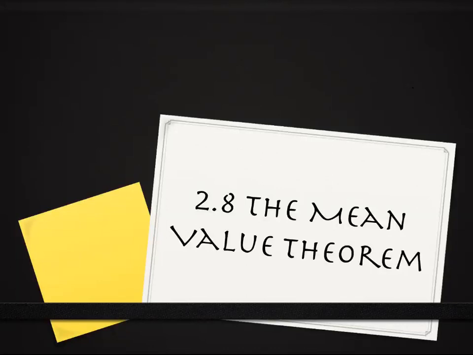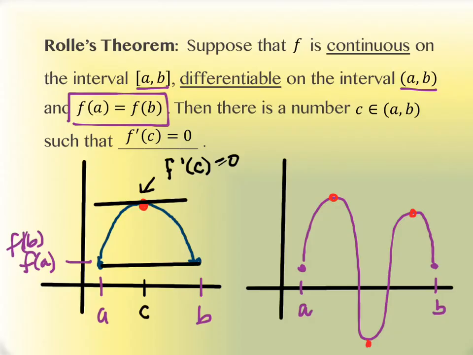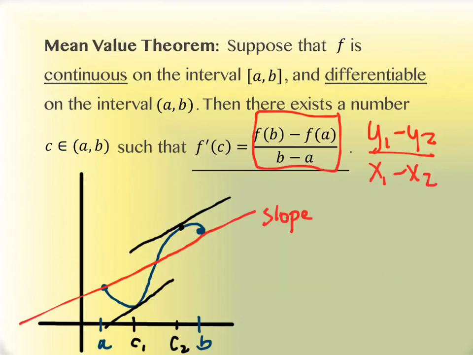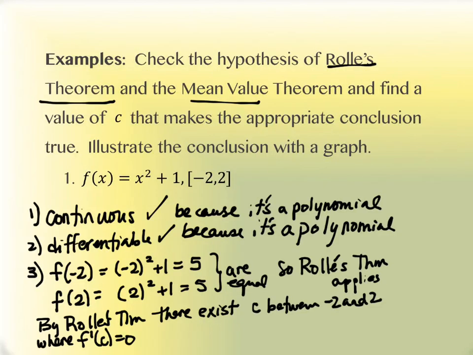Section 2.8 is the mean value theorem, and we started talking about this last time. We talked about the fact that Rolle's theorem is just a specific example of the mean value theorem when the two endpoints are equal, and otherwise they're actually the same theorem. And so we talked about deciding which of the two theorems apply based on the information we're given, and then we worked one example checking the hypotheses of Rolle's theorem and the mean value theorem, and then making some conclusions based off of that.